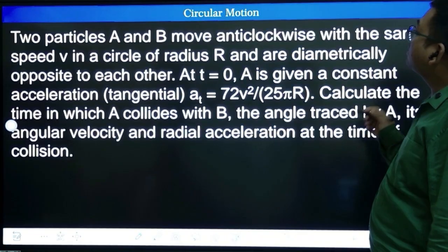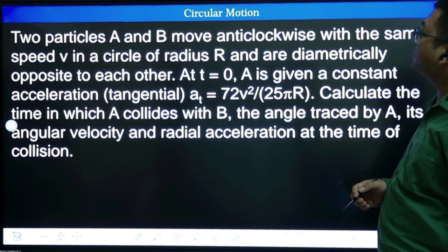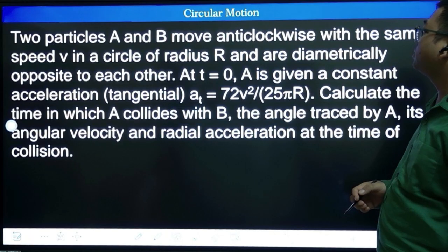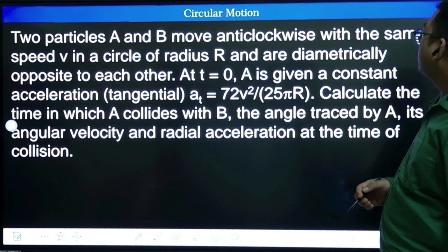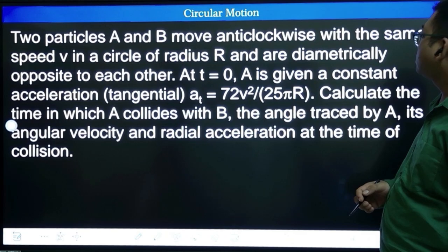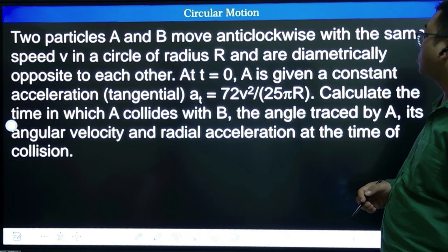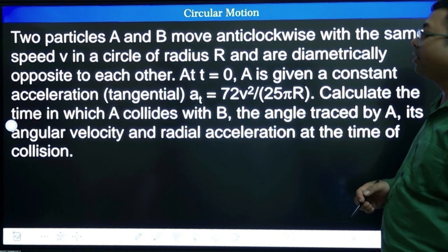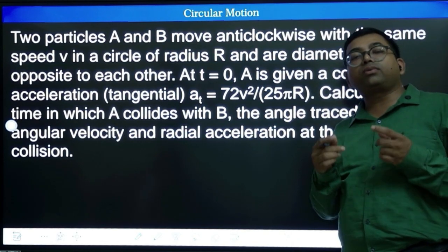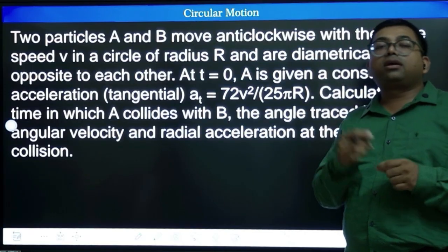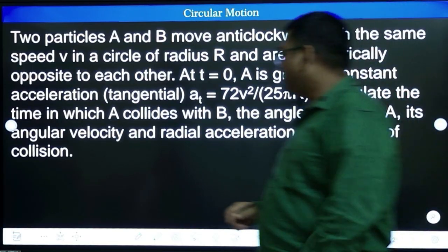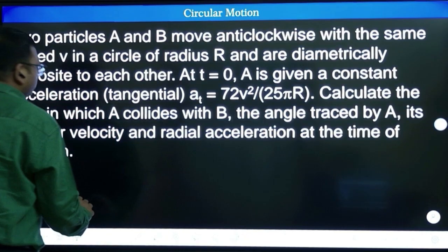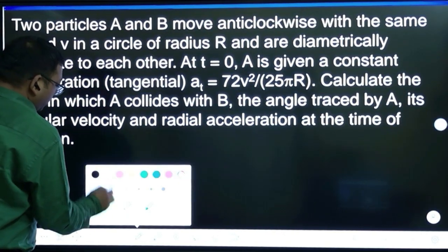So two particles A and B move anti-clockwise with the same speed in a circle of radius r, and are diametrically opposite at time 0. One is given a constant tangential acceleration, and we calculate the time in which they are equal. I think the same approach will apply, but one is going with constant speed, another is having acceleration, right? Same approach we can apply now.